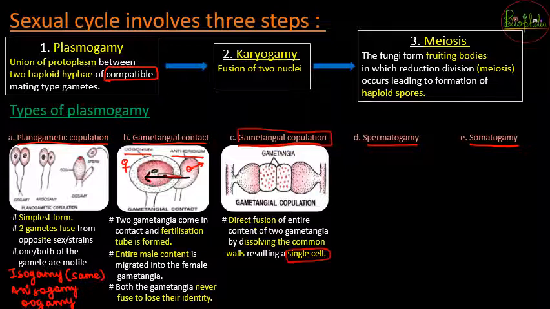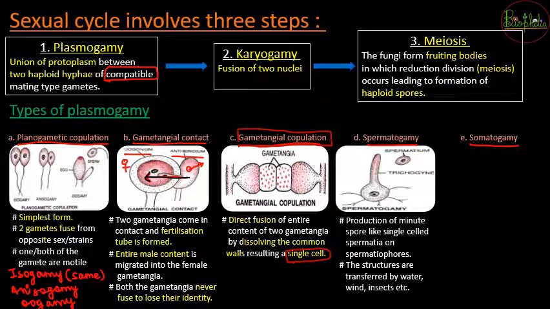Now the fourth type comes, that is spermatogamy. In spermatogamy there is going to be production of minute spores, and these minute spores are going to be called spermatia.